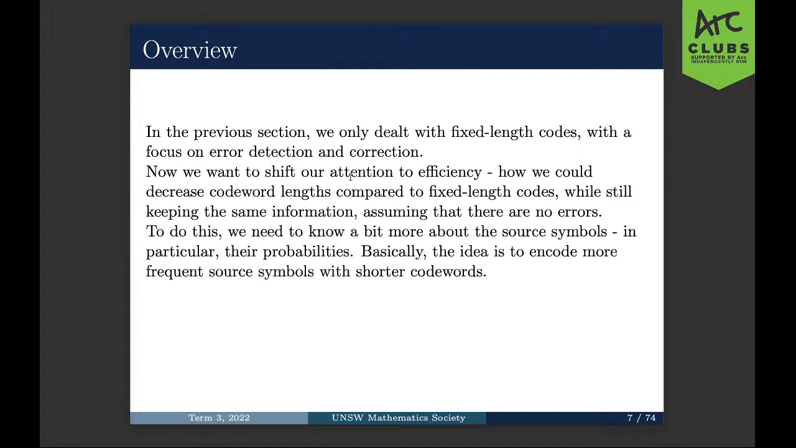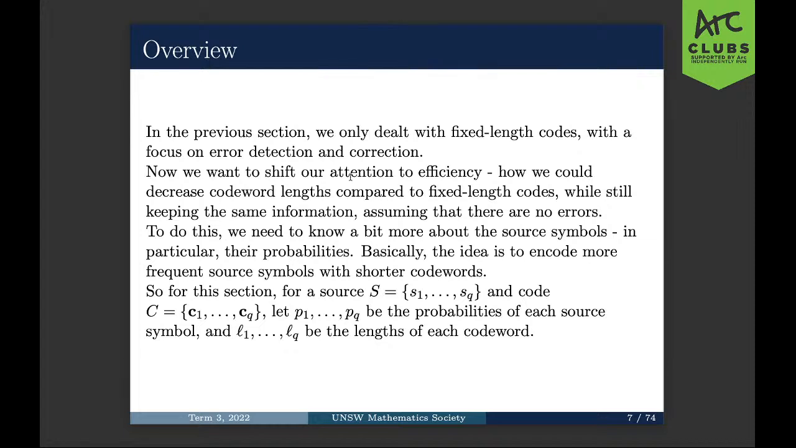So to do this, we need to know a bit more about the source symbols, in particular their probabilities. And the basic idea is to encode the most frequent source symbols with shorter code words so that on average, the length of an encoded message is reduced.